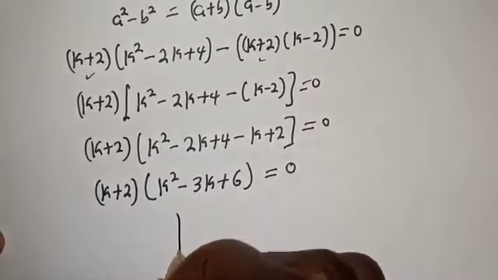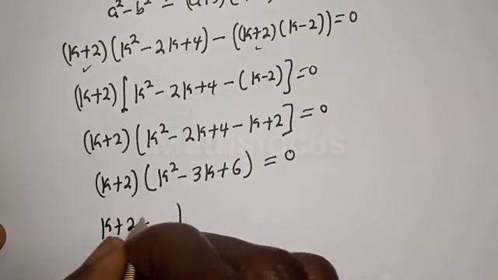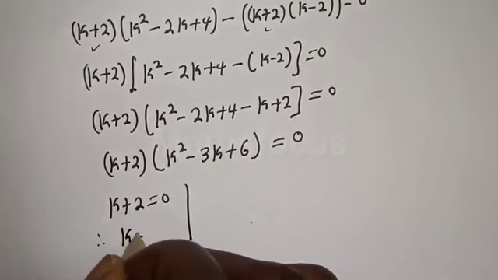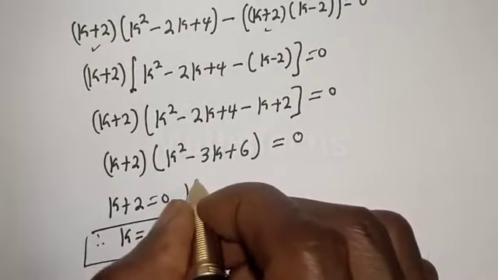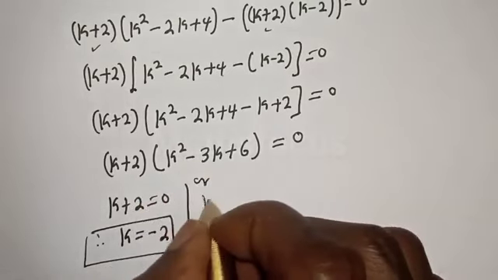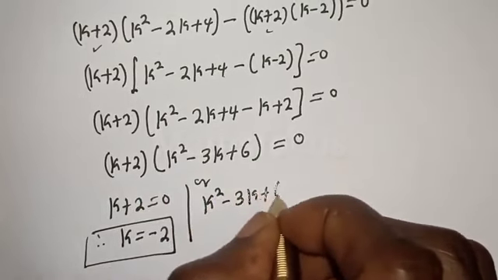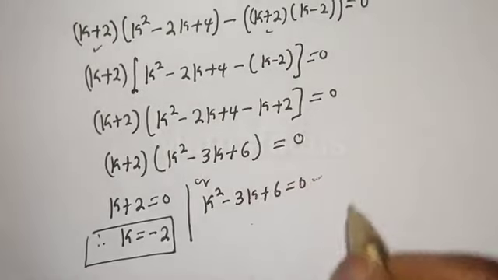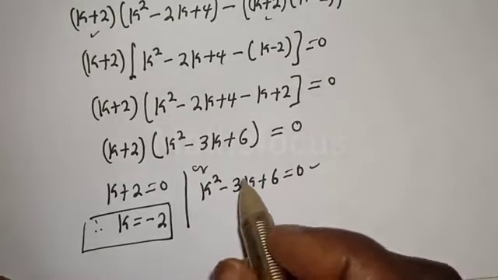The first case is k plus 2 is equal to 0. Therefore, k is equal to minus 2. Or the second case, k squared minus 3k plus 6 is equal to 0. This is a quadratic equation, which can be solved using the quadratic general formula.